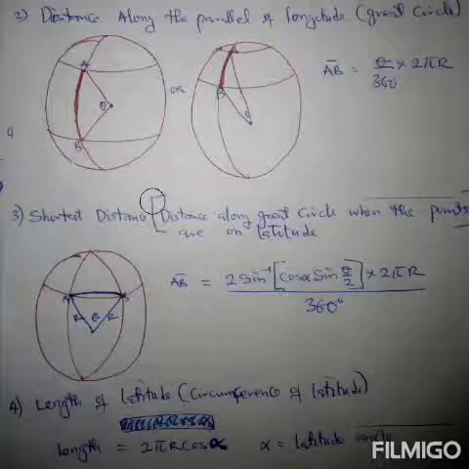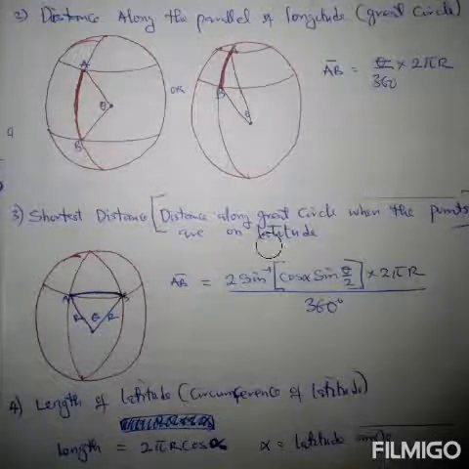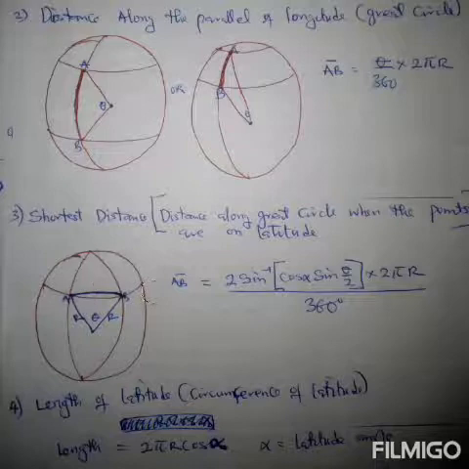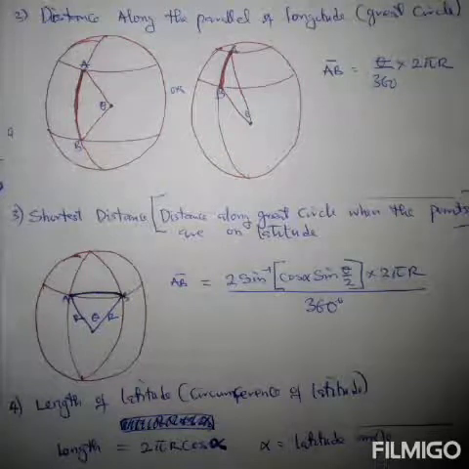Now the third one, I call it the shortest distance. That is the distance along great circle when the points are on latitude. That is how the question normally comes out. They will first ask you to find the distance along the latitude. If you locate the point, you see that the point is along latitude. But the second question will ask you to find the distance along great circle.